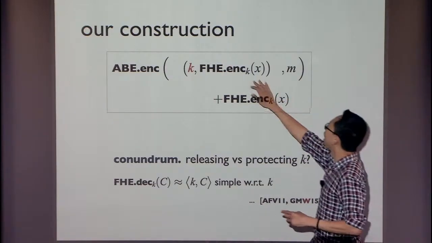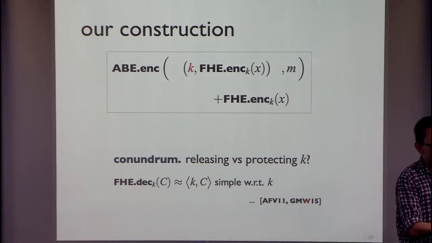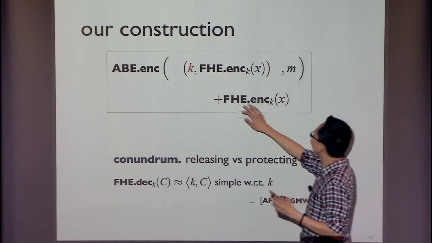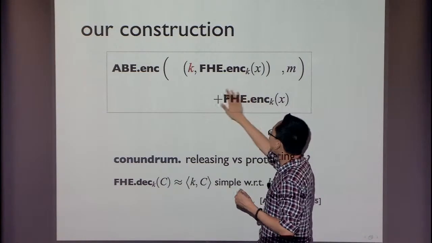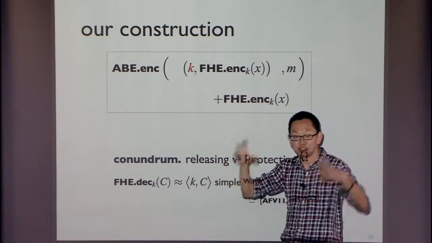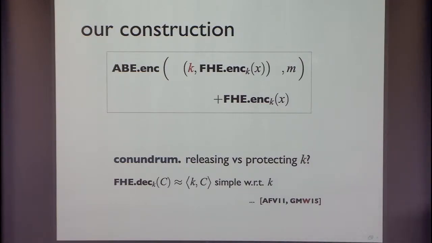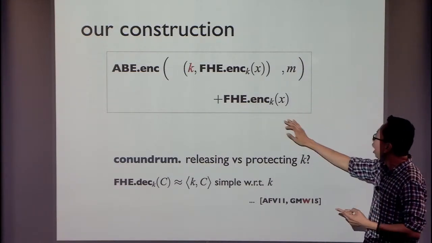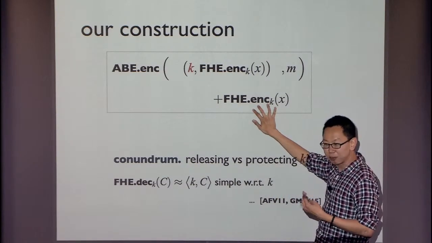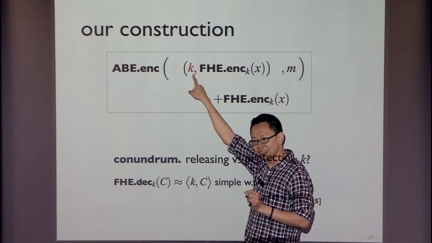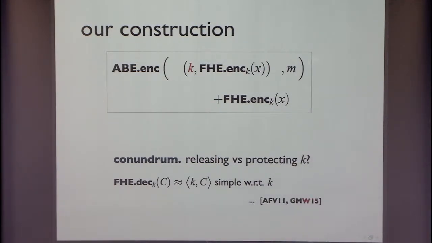Here's our encryption algorithm. You get input X, you pick a random key K. Then you compute the FHE encryption of K. And you treat the concatenation of K and the FHE encryption as your new attribute. So now your new attribute has two parts: an FHE secret key and the FHE ciphertext. Then you output whatever the ABE encryption outputs, and you also output the FHE ciphertext part, but you don't output K. So that's the entire ciphertext: an ABE encryption with respect to an attribute that contains the FHE secret key and FHE ciphertext, and you publish the FHE ciphertext, but you don't publish K.